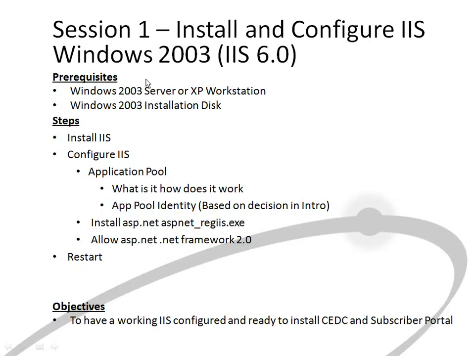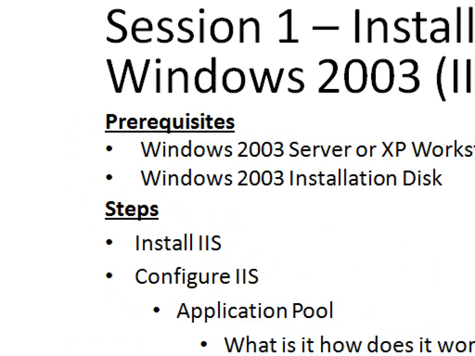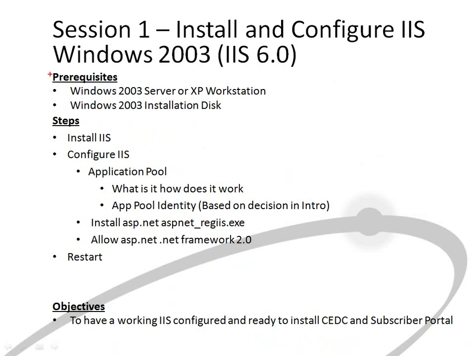Okay, let's see here. We've covered our prerequisites. Nope, sorry, we've installed it. We're starting to configure it. We talked about application pools, what they are and how they work. We talked a little bit about identity. We're going to come back to that when we install it. Now we need to install ASP.NET. Make sure it's enabled. I don't think it's enabled now, but let's go check.